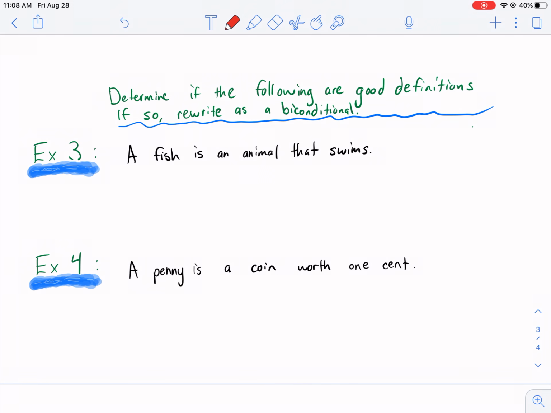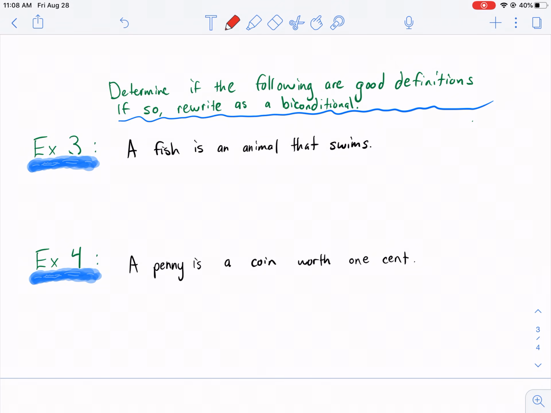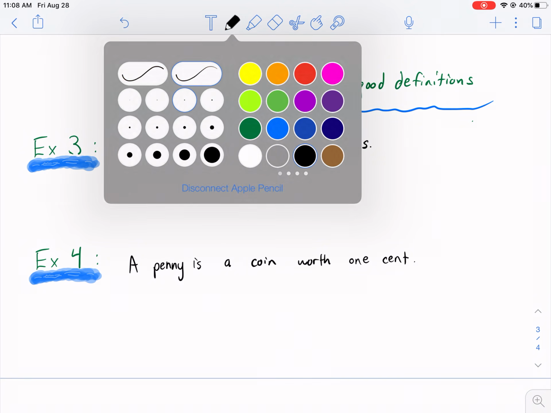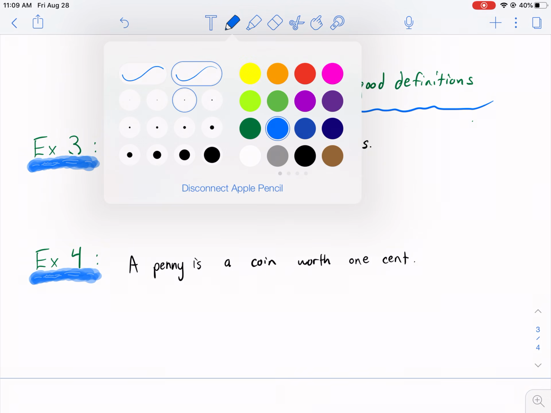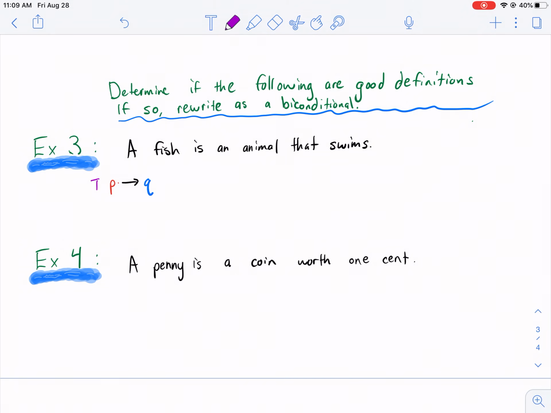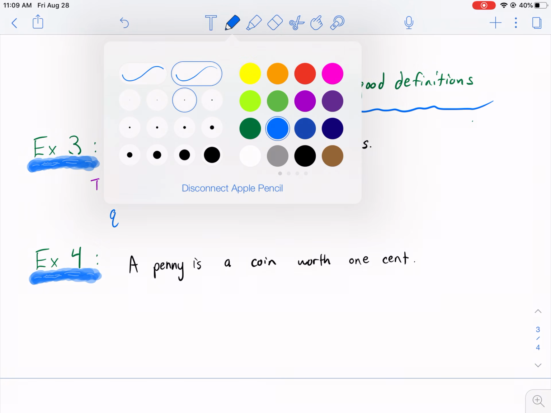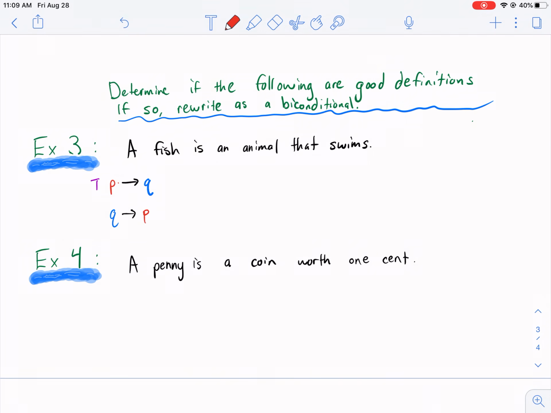All right. A fish is an animal that swims. So I guess we need to come up with our own phrase here. So we have, if an animal is a fish, then it swims. How about, then it is an animal that swims? So if an animal is a fish, then it is an animal that swims. Okay, that's true. What about the reverse? Is the reverse true? That's the first place to start, in my opinion, with if it's a good definition. See if it's reversible first.